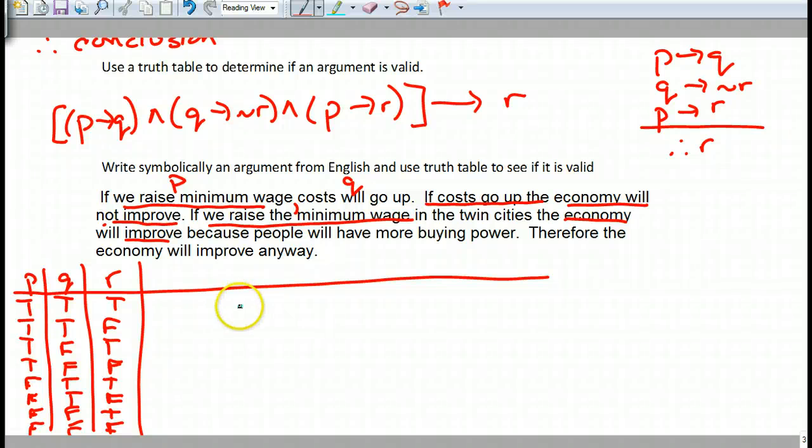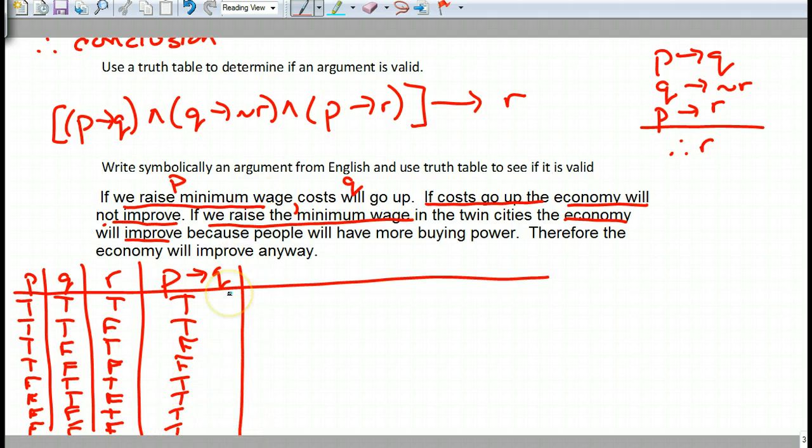Okay, so what's the first column I'm going to write here? P then Q. Okay, so what are we looking for if we're doing an if-then statement? True then false. Well, these 2 are true, but then we got 2 falses right here, and then the rest are true. All right? What am I going to do next? The next one. Q not R. Let's do a not R first. So it'll be false, true, false, true.